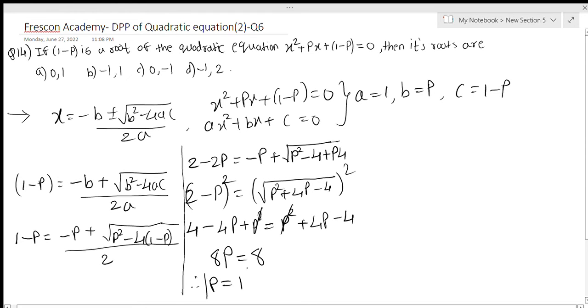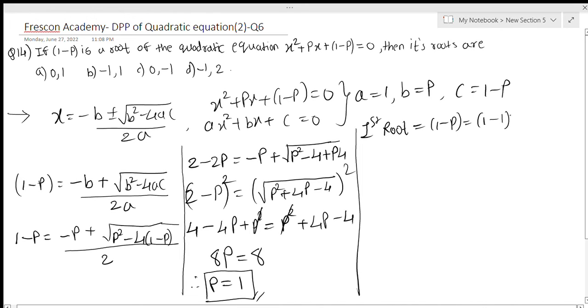Remember student, p is not the value of our root. Our first root is 1 minus p. So the first root is given by 1 minus p, so it will be 1 minus 1 equal to 0. So directly options B and D are eliminated.